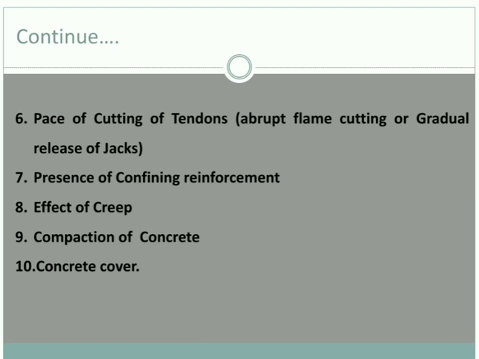Then effect of creep comes in, compaction of concrete. If you have a highly compacted concrete, the bond stress is higher. You'll get a better bond and it will be easy for the transmission. Then next is the concrete cover. So concrete cover is also an important factor which governs the transmission length.